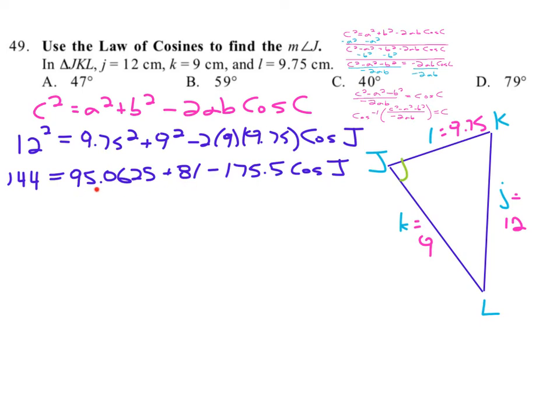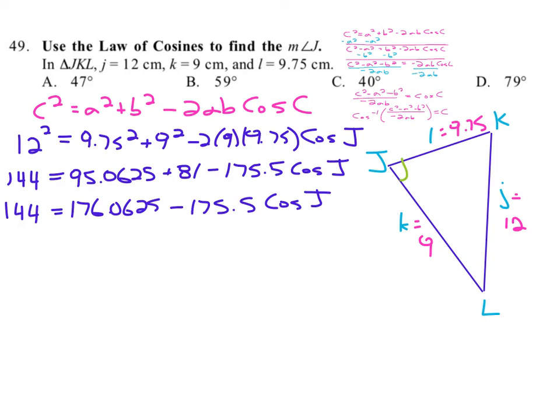We can combine these two values because they're constants. 95.0625 plus 81. So we get 144 equals 176.0625 minus 175.5 cosine J.